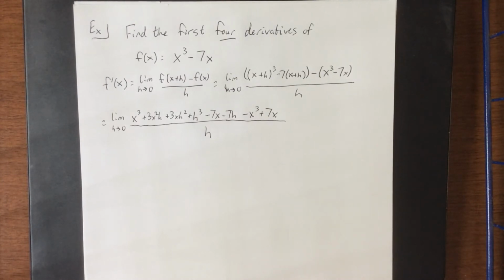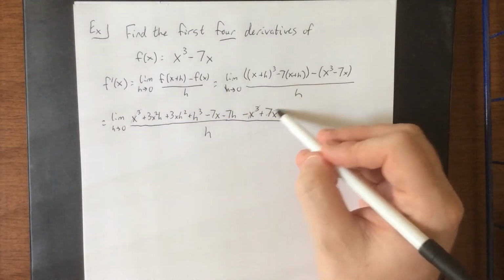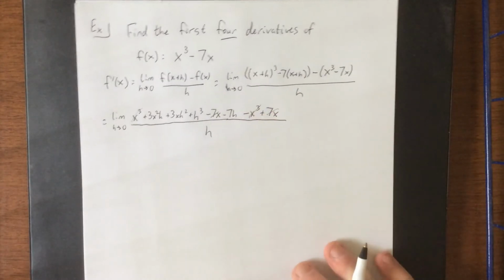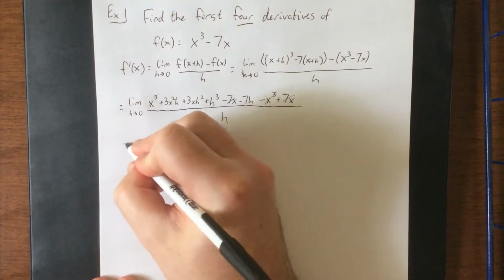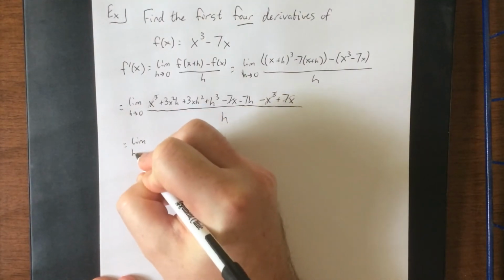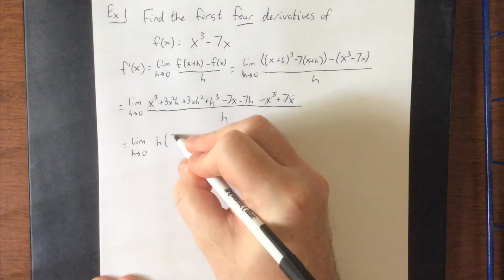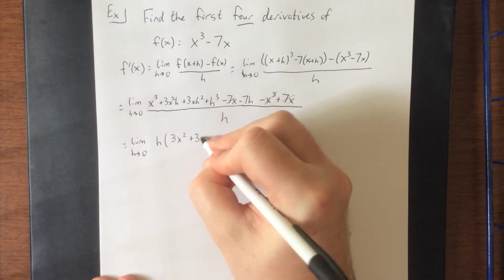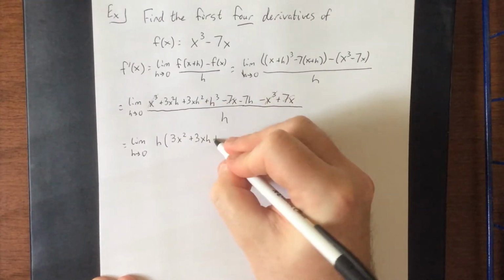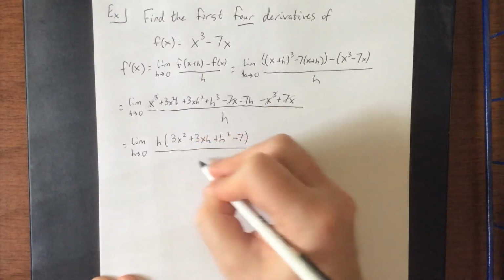Then, take a look for any like terms that can be combined and canceled. I'm seeing an x cubed minus x cubed and a 7x minus 7x. Everything that's left over, you'll notice, has an h in common. So as we've done on previous examples, I am going to factor that h out. Factoring out that h is going to leave me with 3x squared from here. From here, that'll be plus 3xh. From here, that'll be plus h squared. And finally a minus 7 from the minus 7h.